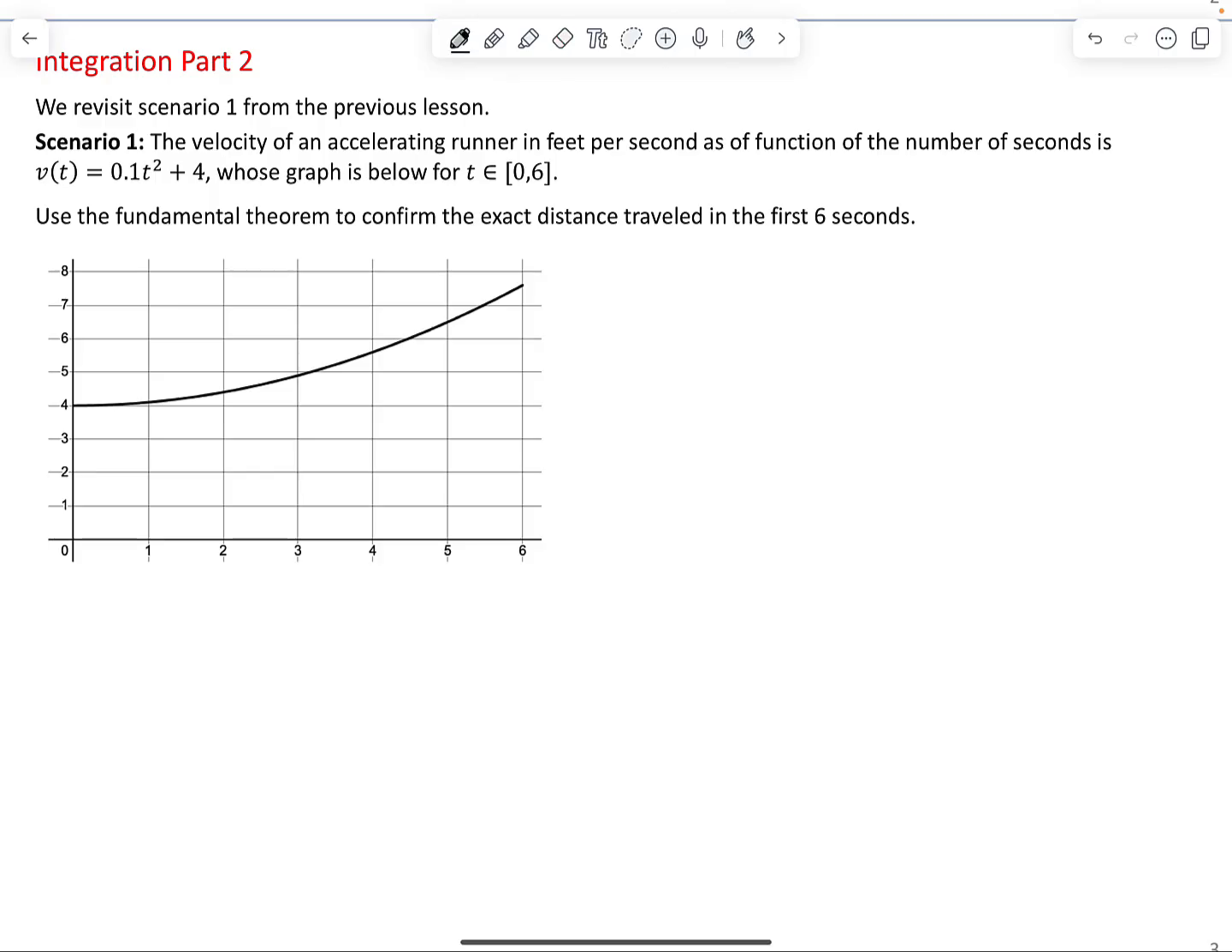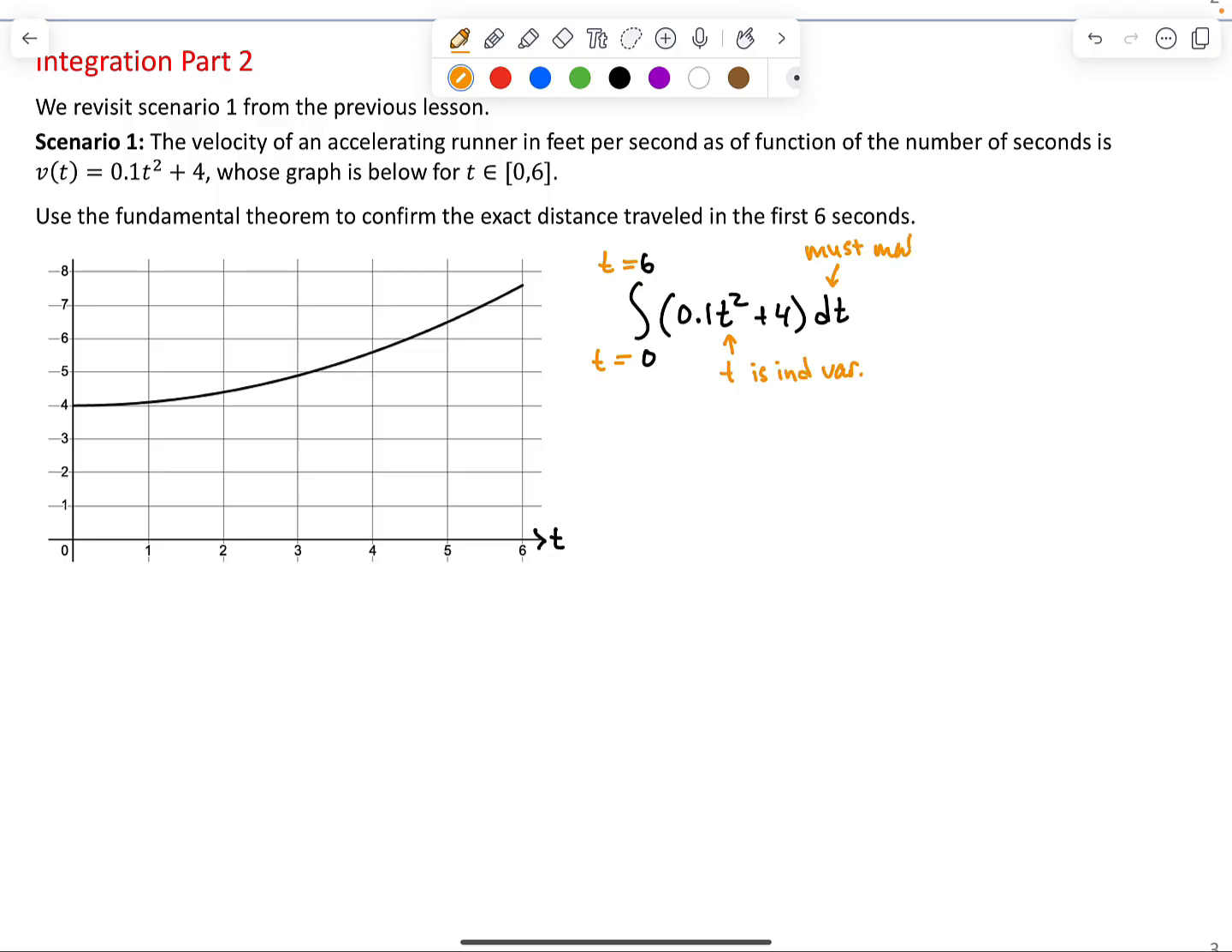Well, the definite integral that we want to set up is an integral from 0 to 6, the velocity function, which is 0.1 t squared plus 4, and then a differential, and it should be dt in this case, because we have a t-axis, and these are t-coordinates, and t is the independent variable. And your differential must match. Everything here must be with respect to t. The vertical axis here is velocity, and this velocity function is above the horizontal axis, so we are looking for the exact area of this region.